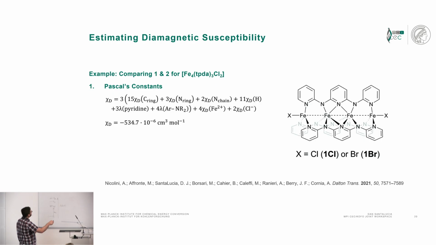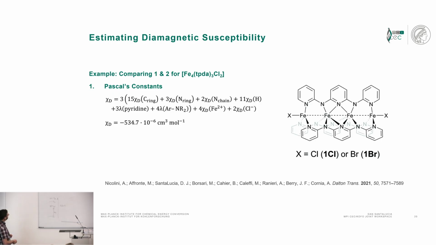That whole thing in parentheses is the ligand, and there are 3 of them, so I multiply by 3. Okay? And then I just say there are 4 iron 2s and 2 chlorides, and I add all that up, and I end up at about minus 535 times 10 to the minus 6 cubic centimeters per mole. That is the diamagnetic susceptibility that we would predict for this particular compound.